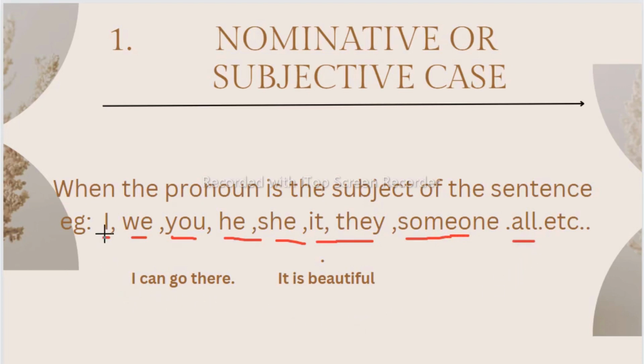Like here we can use this word, "I can go", so this is the subject because here the subject is doing something, so we call it a subjective pronoun. And here also, "it is beautiful", because we are talking about something, so that comes under this subjective case. It will be easy for you if you know the structure of the sentence. The structure of the sentence is subject plus verb plus object. So after verbs objects will follow, before verbs subjects will follow.